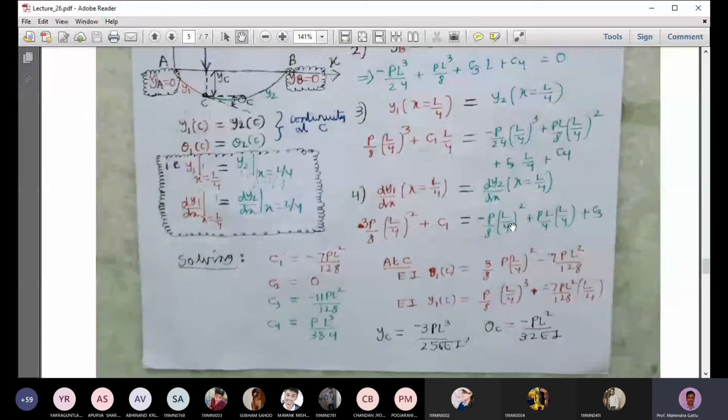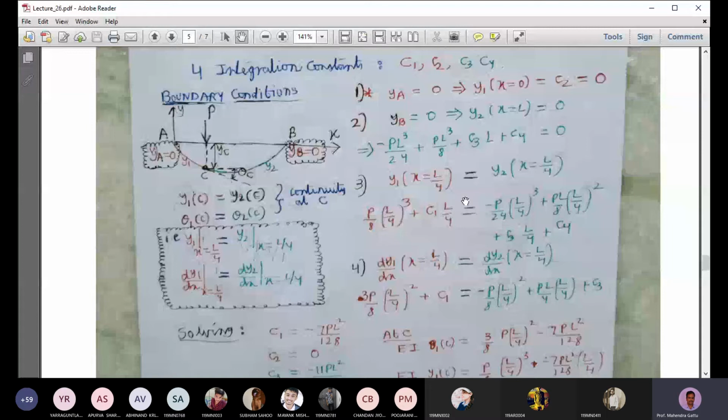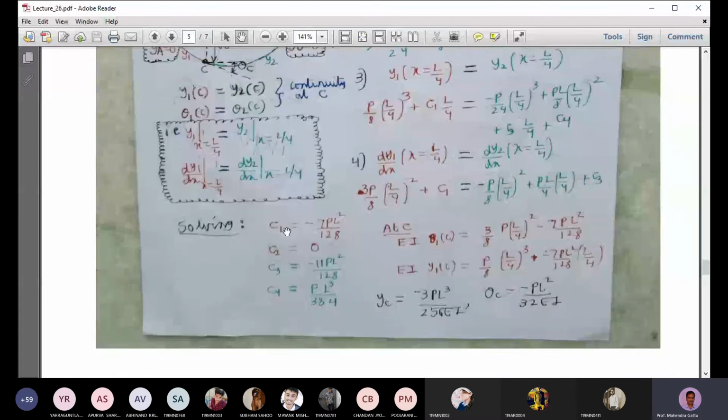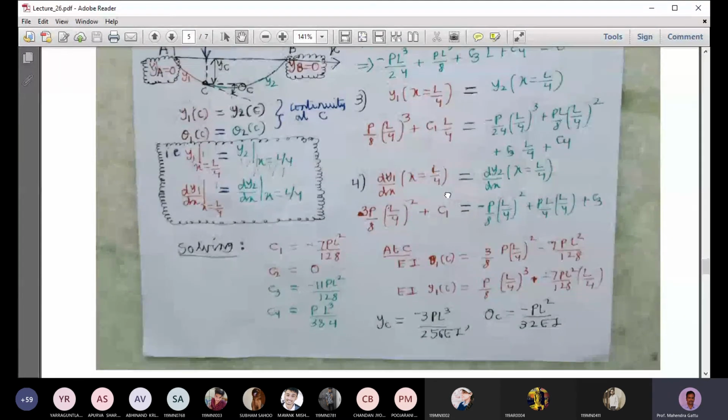Okay, so we have totally four equations. Actually C2 is 0, so we have now three unknowns and three equations. We can solve for those three constants, C1, C3 and C4. So what we are getting after doing the solution, we are getting these values. C1 is minus 7PL^2 by 8, C2 is 0, and C3 is minus 11PL^2 by 128, C4 is PL^3 by 384. I didn't solve it, I got it from the textbook. If you want, you can solve it and check by yourself. So by applying those four conditions, we are getting those four integration constants.